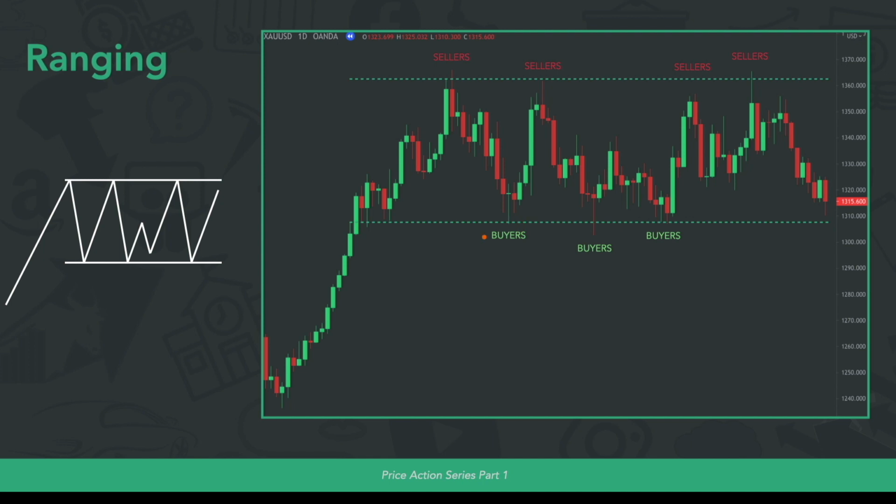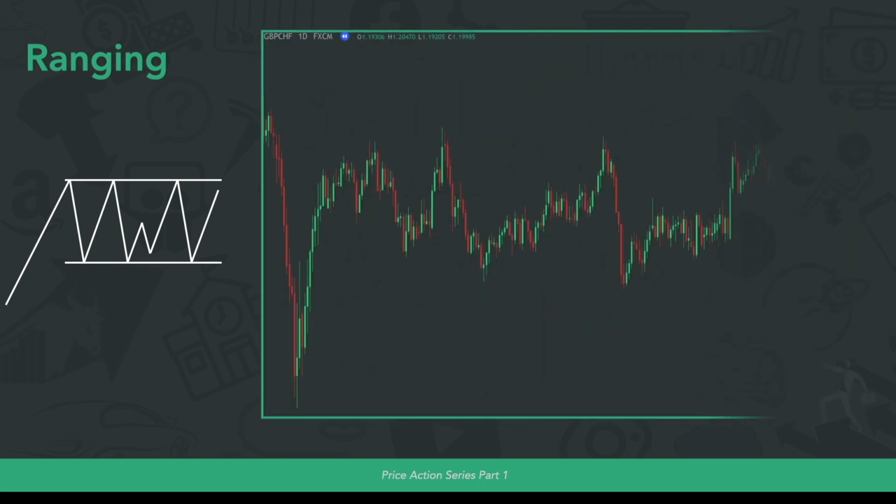So, once mapunta dito yung price, ibabalik pataas. And once mapunta dito yung price, sa high price, ibabalik naman pababa. Okay? So, ito yung sideways market condition. Alright? So, let's have another example.